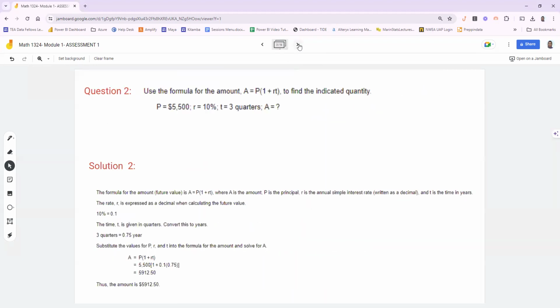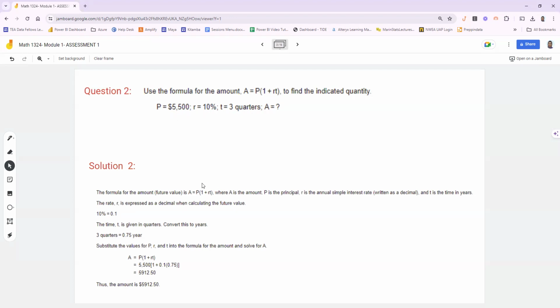Question 2. For question 2, it's a different concept. It's not simple interest anymore. It says we want you to use the formula. This formula, actually, this is still under 3.1. It is the simple interest formula, but this formula not only calculates the interest, it also takes into consideration your original input to the bank. So principal is 5,500, rate is 10%, and time is 3/4.